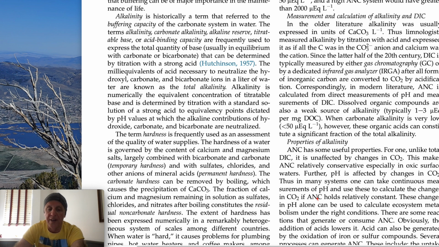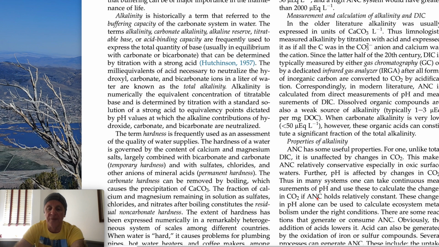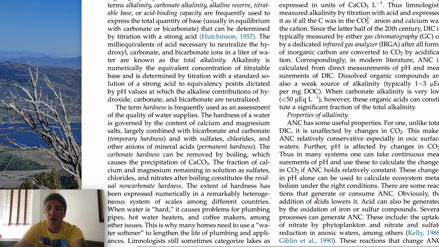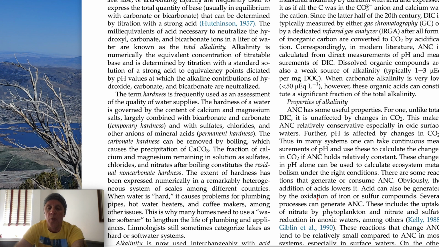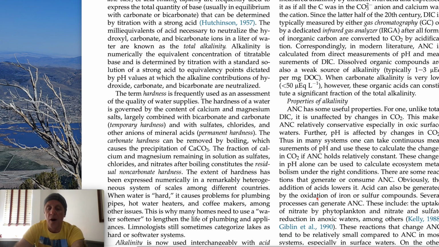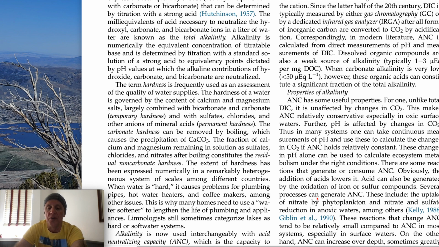The fraction of calcium and magnesium remaining in solution as sulfates, chlorides, and nitrates after boiling constitutes the residual non-carbonate hardness. The extent of hardness has been expressed numerically in a remarkably heterogeneous system of scales among different countries. When water is hard, it causes problems for plumbing, pipes, hot water heaters, and coffee makers, among other issues. This is why many homes need to use a water softener to lengthen the life of plumbing and appliances.